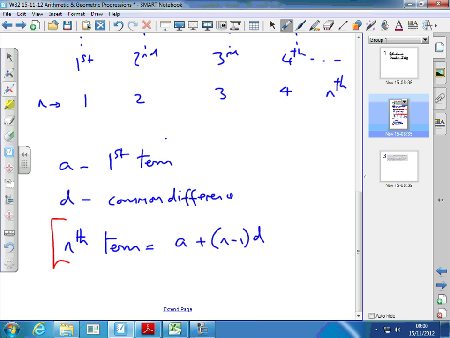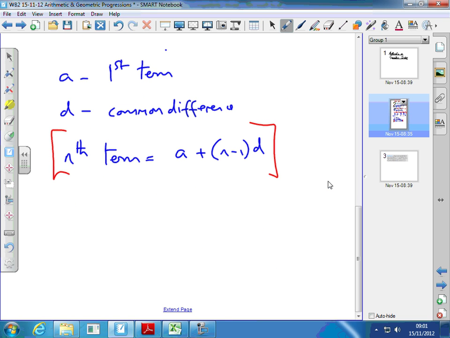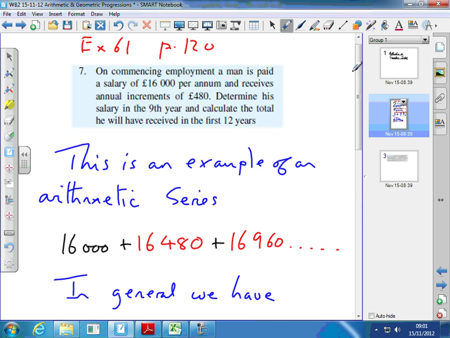So that's the first important little result, because that means I can find any term in this expression, the nth term. So I talk about first, second, third, fourth, and so on, and then we try and generalize. So we talk about what's called the nth term, which could be anything. So the nth term is A plus n minus 1D. So if I want to find out what the 9th term is, then n is 9. So therefore, in our example, if we look back at our example, we're after what's his salary in the 9th year.